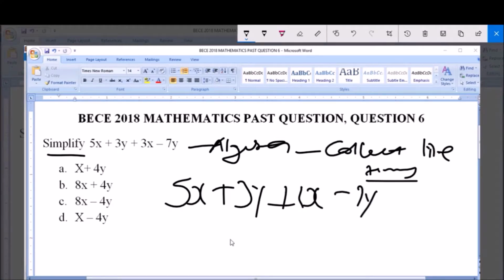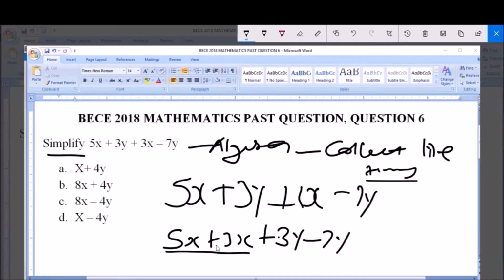To collect like terms, the x's will come together and the y's will come together, so we can simplify them. So we're having 5x + 3x, and then the y's, +3y - 7y. You see what we've done now? We've brought the x together and we've brought the y together. Now 5x + 3x, because they are like terms, will give us 8x.